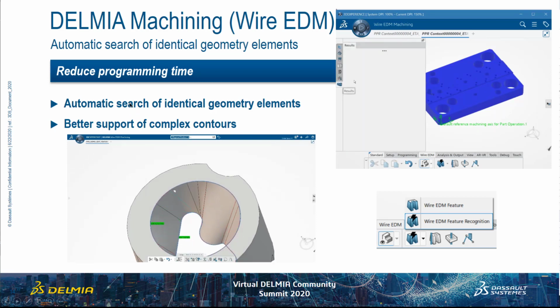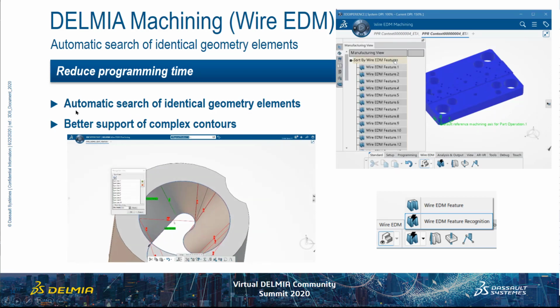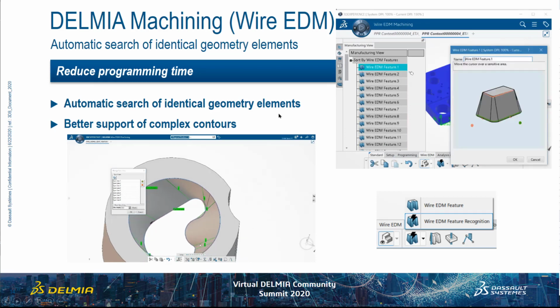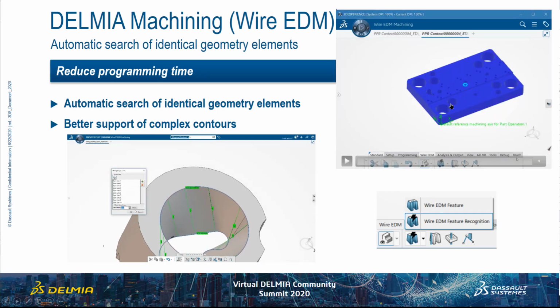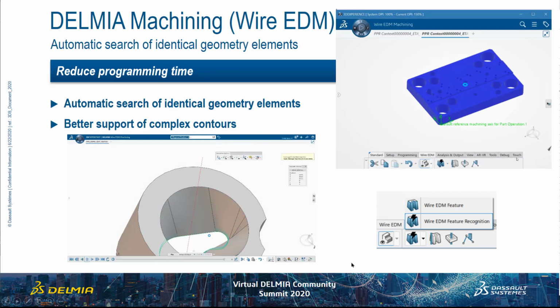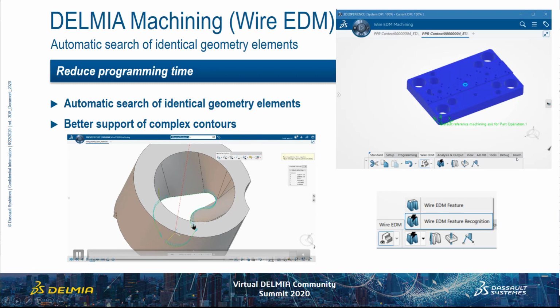And now with some new enhancements, we have the automatic search of identical geometry elements. Otherwise you had to manually pick each and every geometrical element, but now it automatically identifies them. That saves a whole bunch of time. And also, as you can see here, we can support some complex contours and shapes and run the wire to get the programs done.